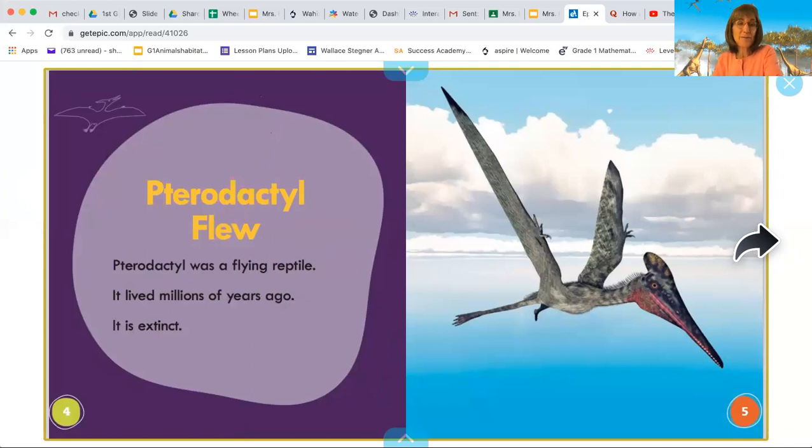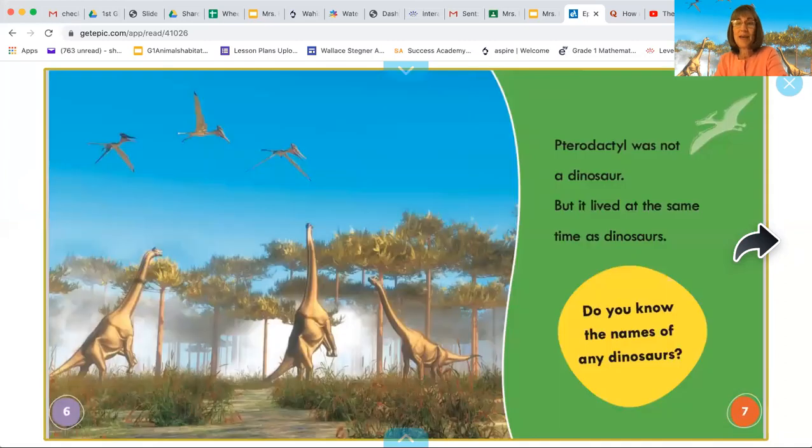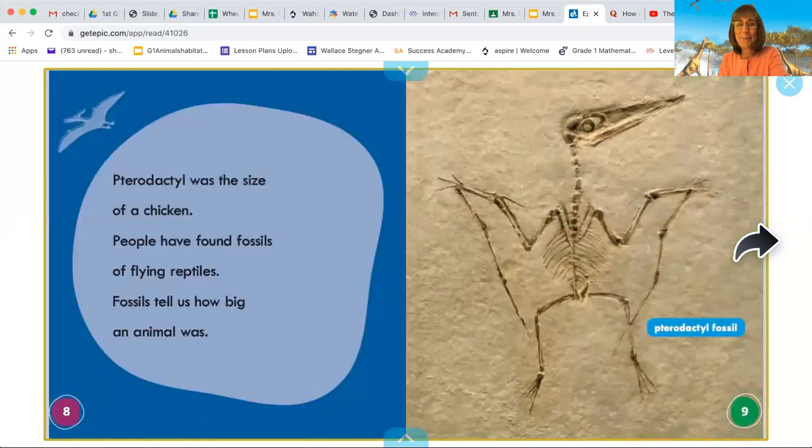Pterodactyls flew. Pterodactyl was a flying reptile. It lived millions of years ago. It's extinct today. Pterodactyl was not a dinosaur, but it lived at the same time as dinosaurs. Do you know the name of any dinosaurs? Pterodactyl was the size of a chicken. People have found fossils of flying reptiles. Fossils tell us how big an animal was.